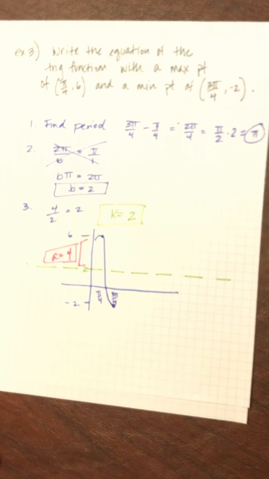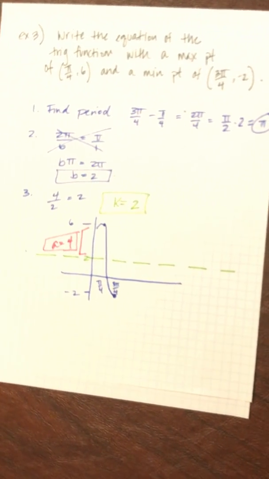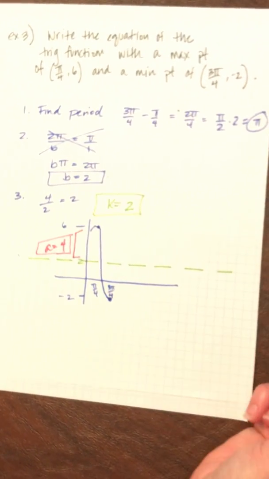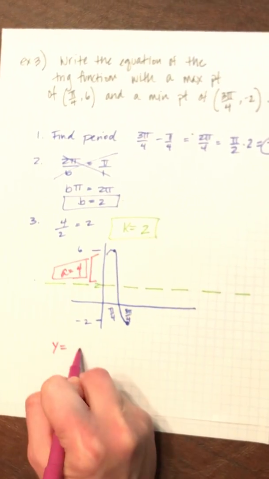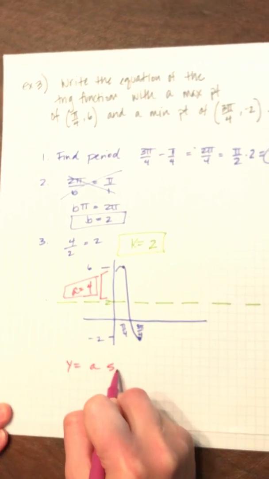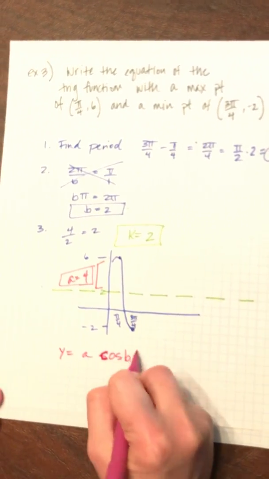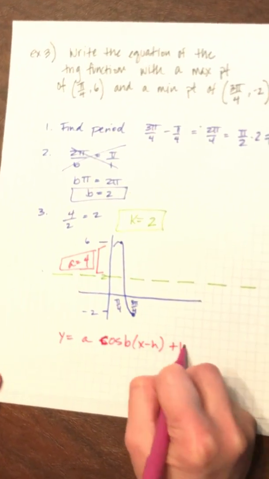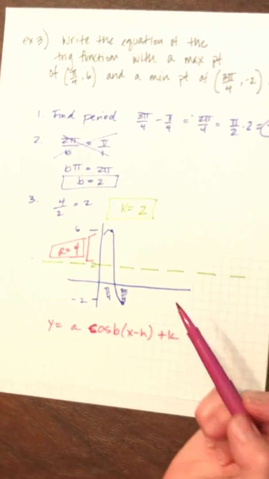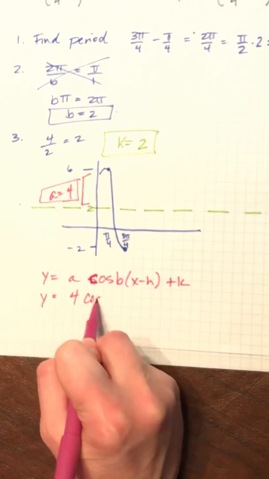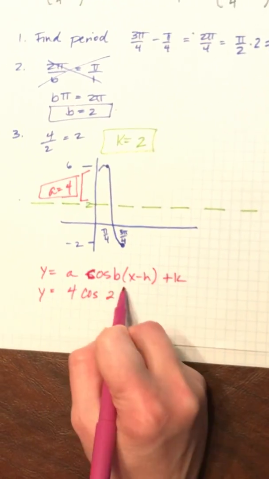All right, next I would put it all together and write your equation. If I just asked you to write the equation, you could pick sine or cosine. I'll go with cosine, since we've got a max and a min. I'm going to plug in my a value of 4. I'm going to plug in my b value of 2.